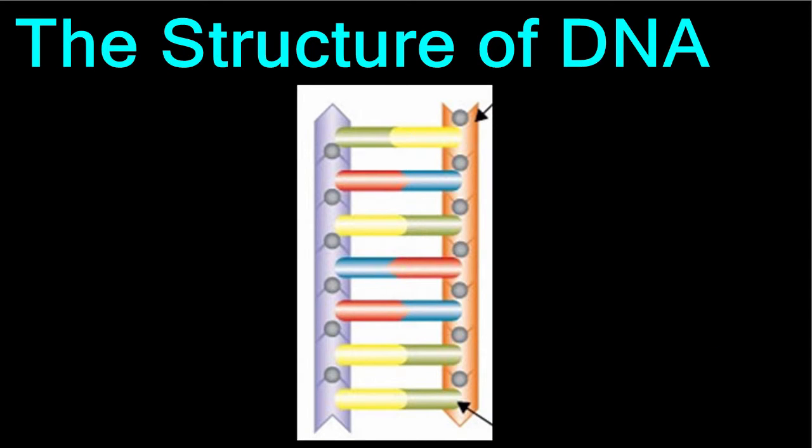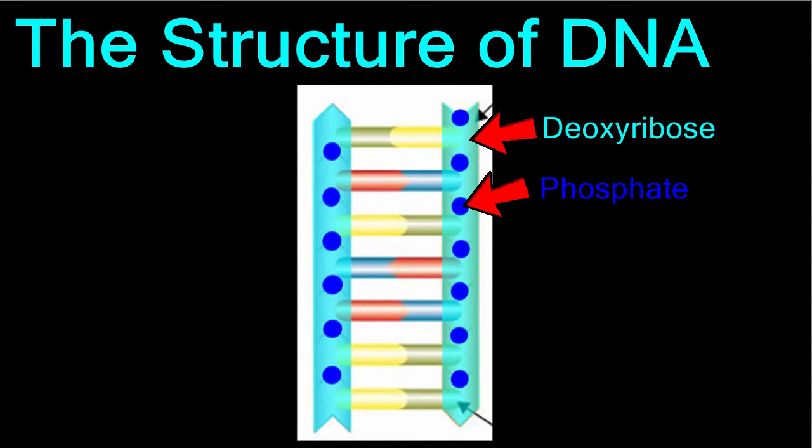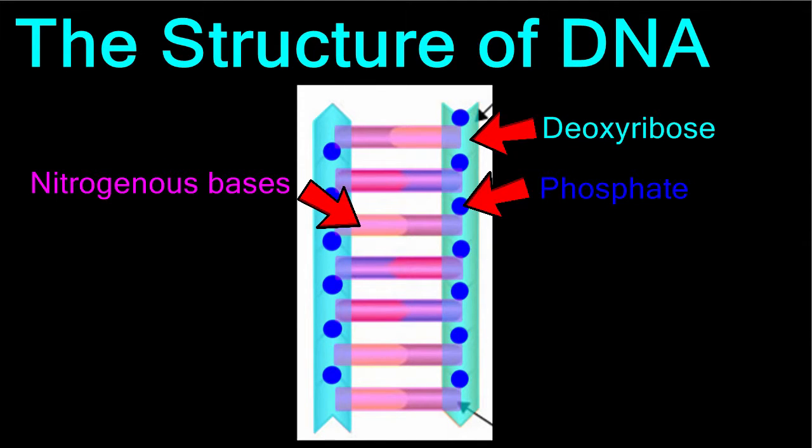Let's do a quick recap of the DNA structure. On the outside, we have the chain of deoxyribose sugar and phosphate. Sticking out in the middle are the nitrogenous bases: adenine, guanine, cytosine, and thymine. The bases can appear in any order and can even repeat. The order of the nitrogenous bases is the genetic code that determines an organism's traits.